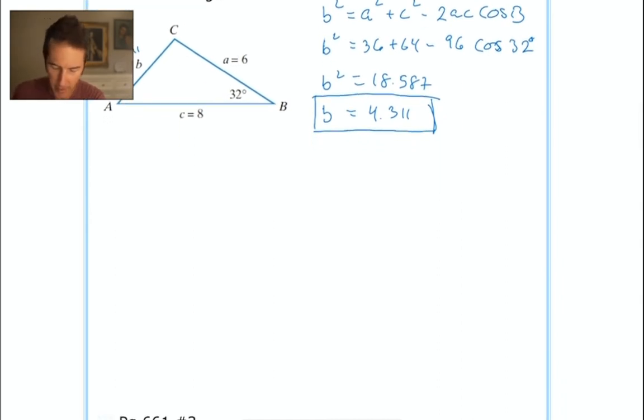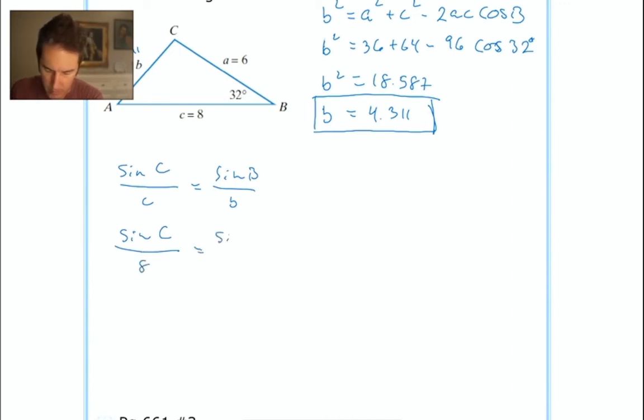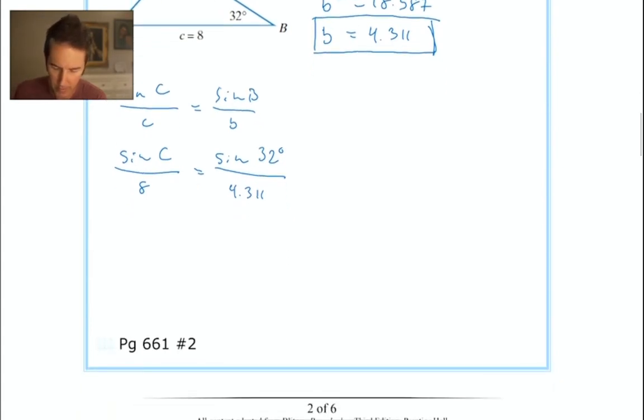Let's use the law of sines now to find angle measure C. So that is the sine of C over C is equal to, and we're going to use the full pair, so we'll use our B values, the sine of B over side length B. I don't know what my angle C value is, but I know that my side length C is 8. The sine of angle B, which is 32, divided by side length B, which is 4.311. Now the 4.311 is probably good enough for us, but we're going to end up using the exact value in a moment.